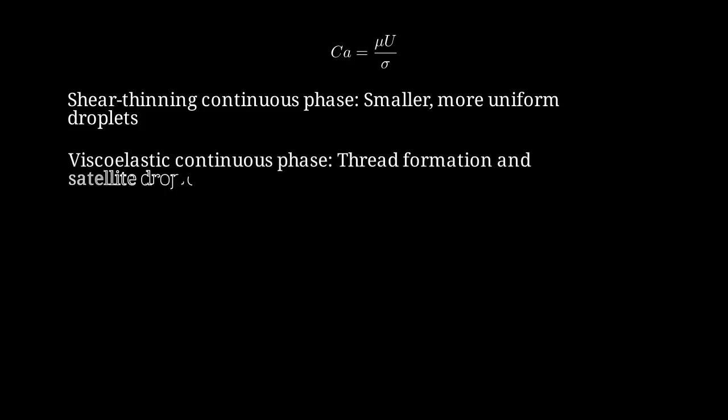With viscoelastic continuous phases, you get thread formation. The elastic stresses resist breakup, creating long threads that eventually break into satellite droplets. This is generally undesirable for monodisperse emulsions.